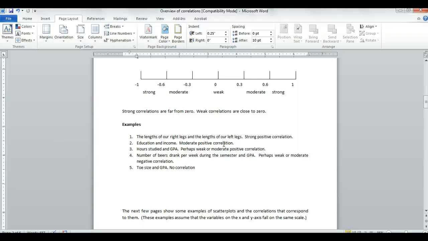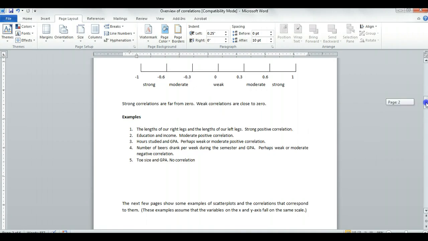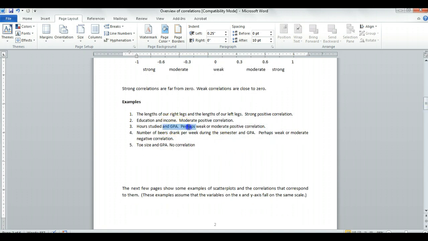Then in the third example, hours studied and GPA. Here I'm guessing it's going to be a weak to moderate positive correlation. So in this case, the more hours people study, the better their GPA will tend to be, but it's not always the case because there are other factors going on. So there are exceptions of people who study a lot and don't do so well, maybe that's why they're studying a lot, they're really struggling, or people who don't study very much and do well because they just happen to be really smart, or the work that they're doing tends to be easy for them. So in this case, positive, but perhaps weak or moderate because it admits more exceptions.